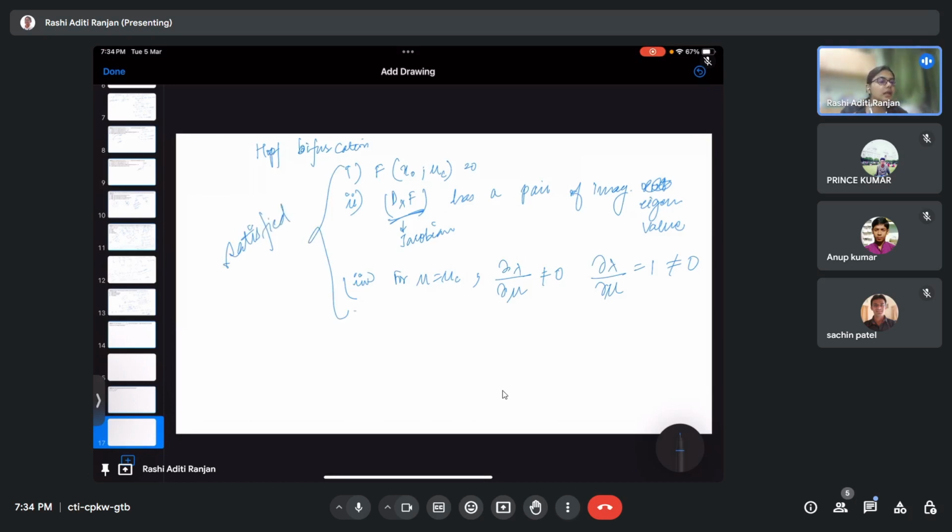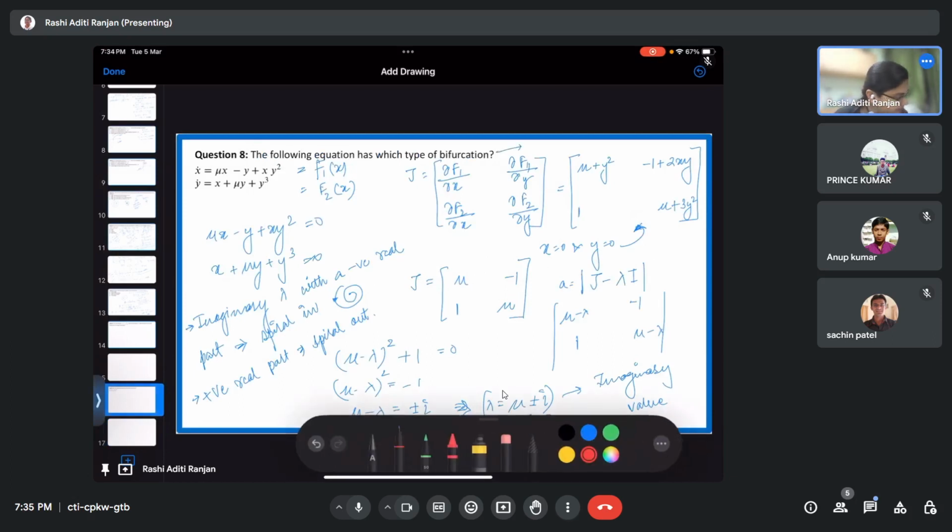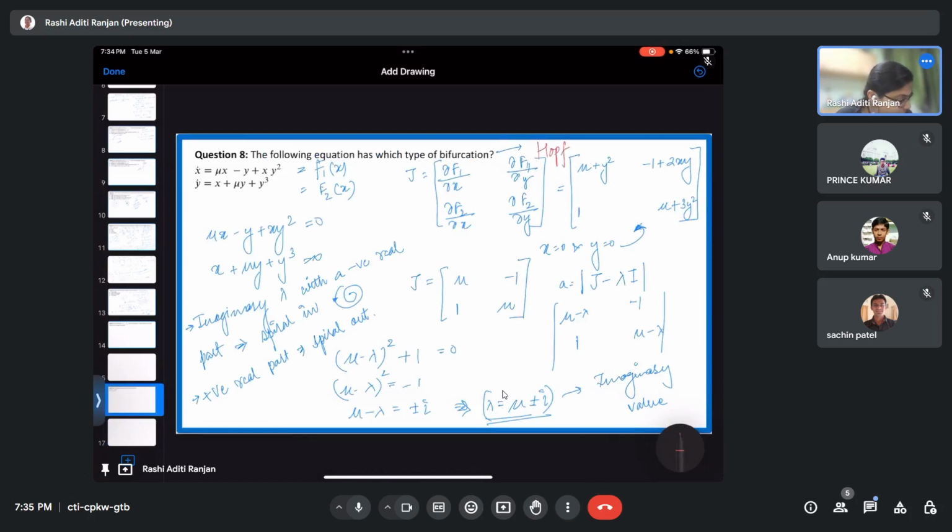Apart from that, if these are satisfied, then when it is crossing the limiting state, when it is crossing 0, it is going to create a periodic orbit. That is also true in our case, because when mu is equal to mu critical, and in our case mu critical is equal to 0, our lambda is going to be plus minus i. This means we are going to have a periodic orbit, which is neither going to spiral in nor spiral out. It is going to have a periodic oscillation. So which type of bifurcation is the system having? The answer is that we are having a Hopf bifurcation.